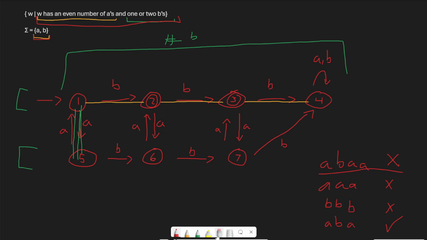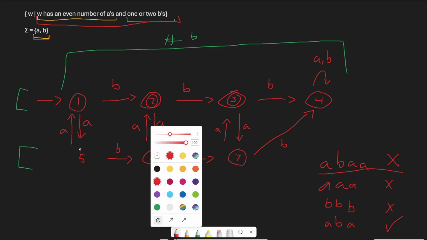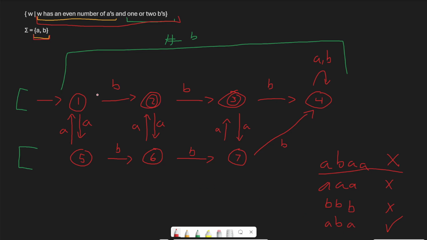Now we have ABA. So let me delete my orange here so I can use it again. I'll delete the green too to make it easier. So we're going to go first to state 5, and then we have a B, so we're going to go from state 5 to state 6, and then we have an A, so we're going to go back up to state 2. And this is an accepting state, so that makes sense, that's what we want.